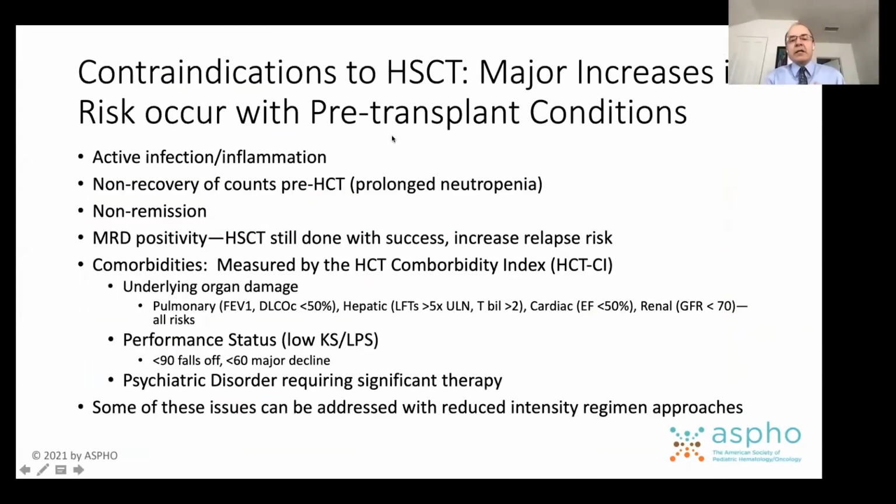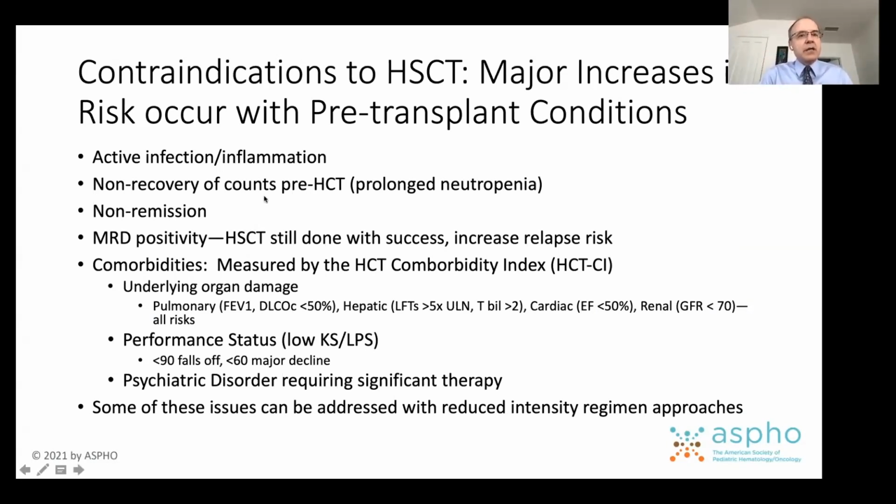Now, let's talk a little bit about contraindications to transplant. One of the key things to keep in mind is that major increases in risk occur because of pre-transplant conditions. So it's vital for our transplant colleagues to look carefully at every aspect of a patient prior to doing a transplant and make sure that they're in good shape. A transplant is a very difficult, very intense procedure, and in order to undergo it safely, you really need to be in good shape. First, you should not have active infection or inflammation. Even active viral infection can increase your risk of fatal complications.